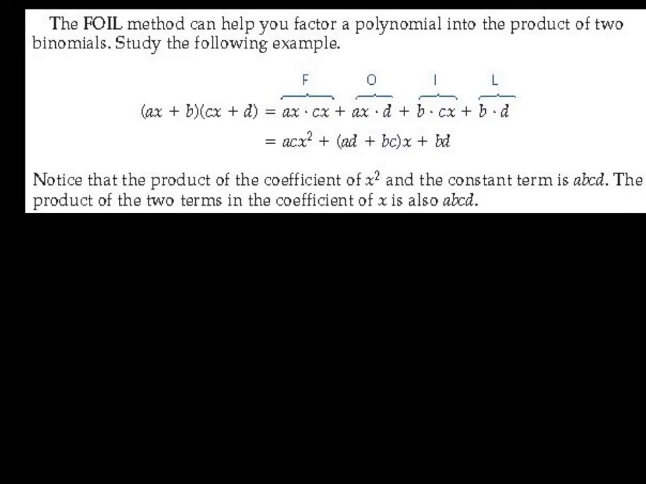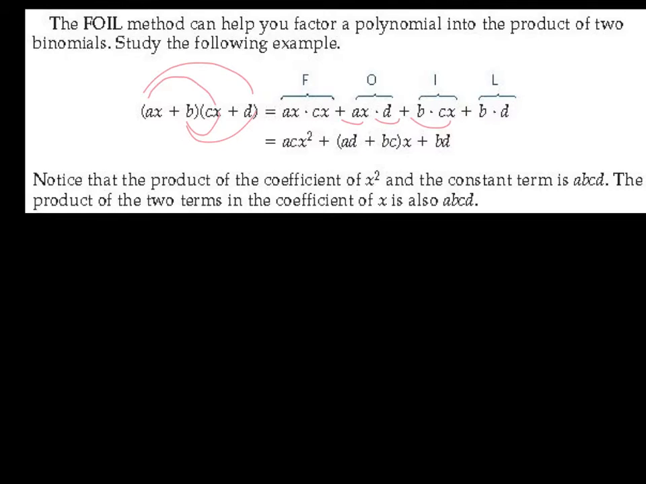The FOIL method can help you factor a polynomial into the product of two binomials. Study the following example. If we do first, outer, inner, last using FOIL, we get the product that they have written out there. And then if we just factor out the things that go with the x, we're going to have ad plus bc times the x.